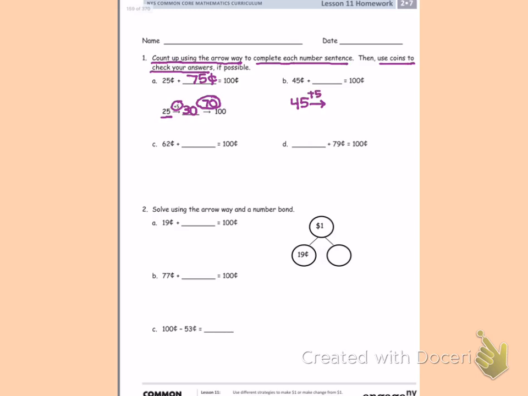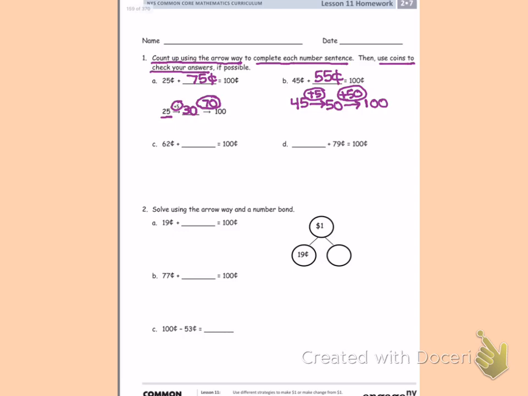by adding 5. 45 and 5 more is 50. Now that I'm at 50, I need to add a certain amount to get to 100. And I know that 50 plus 50 equals 100. Now I just add these together. This 50 plus 5 is 55. So 45 cents plus 55 cents equals 100 cents. Let's look at item C.